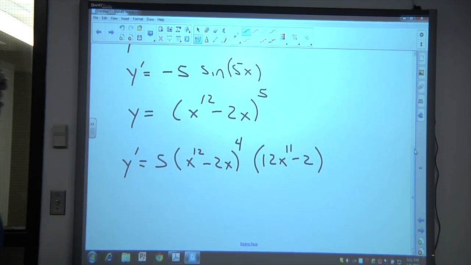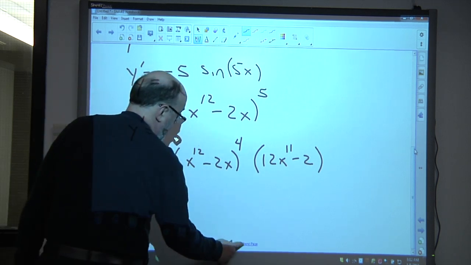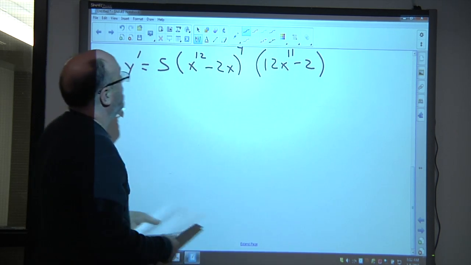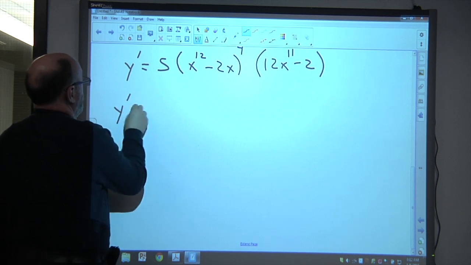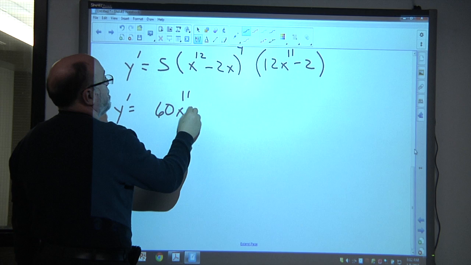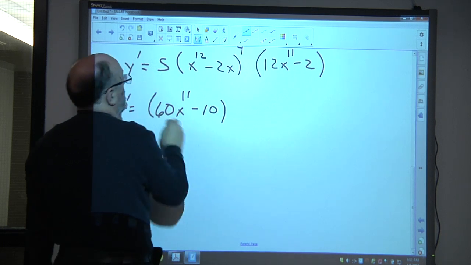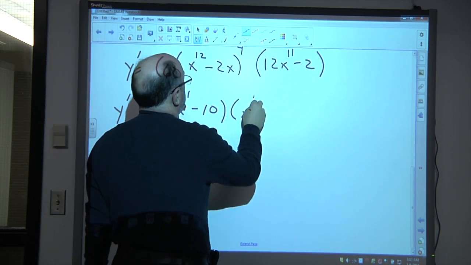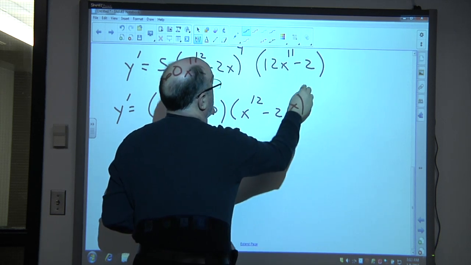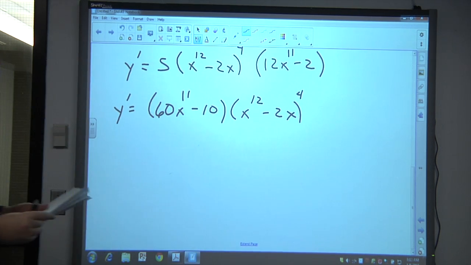And we will do a little simplifying, in that I can take this 5 and multiply it by the back piece. And sum my derivative, 60x to the 11th minus 10 times x to the 12th, 2x raised to the 4th power. So we end up with that.